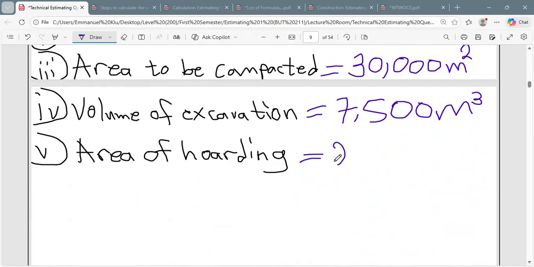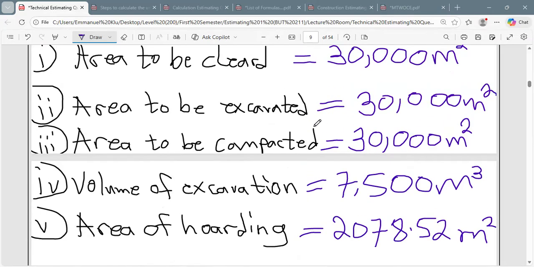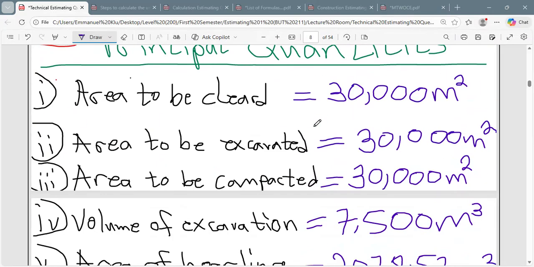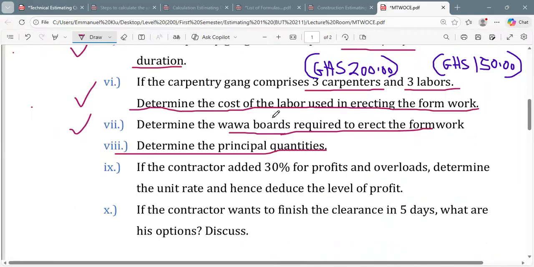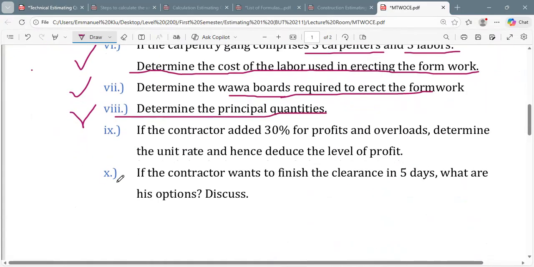2078.52. Okay, since it is area they are talking about, our unit is supposed to be in meters squared. Good. We are done with the principal quantities. These are the principal quantities. We are done listing them. We can tick here.